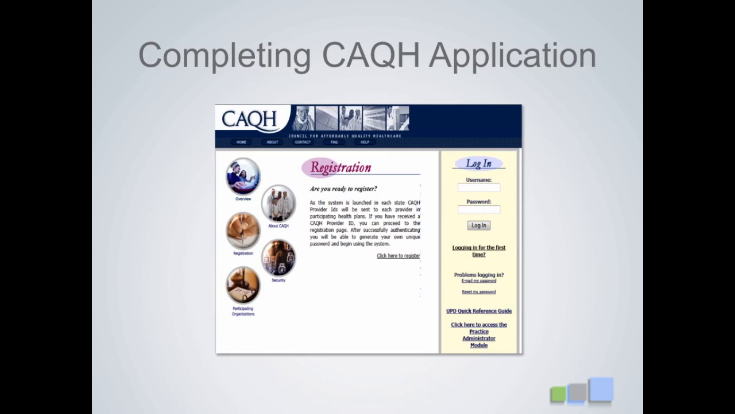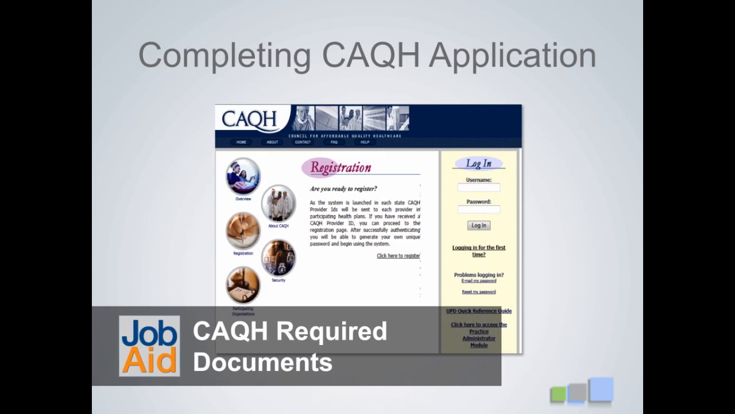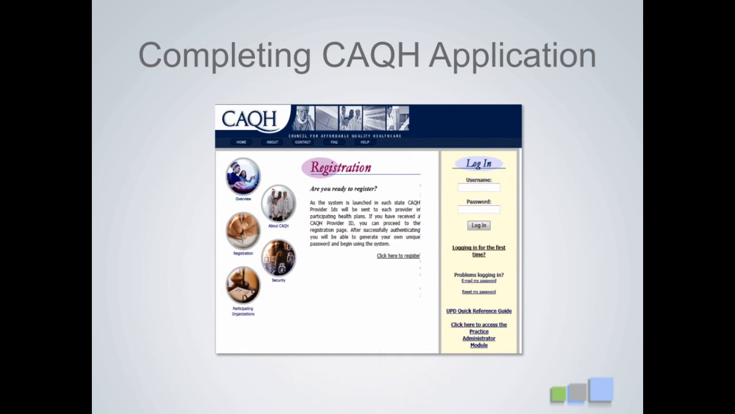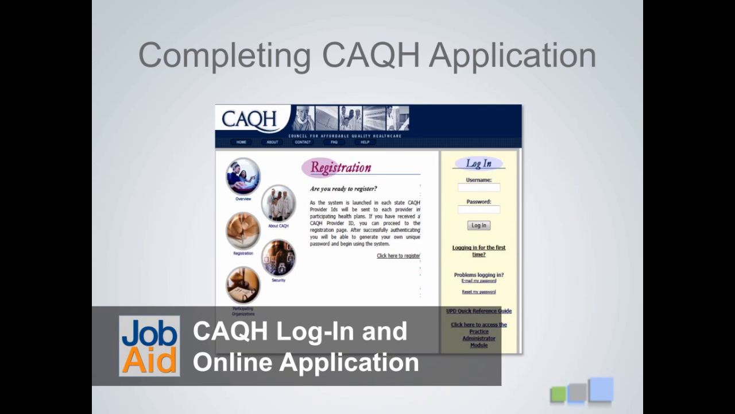After logging into the CAQH site, you're ready to complete the CAQH credentialing application. You may want to refer to a printout of the job aid on CAQH required documents. You'll need to have specific information ready so you can enter it into the CAQH database. Remember, when you're ready to start, the job aid on the CAQH login and online application is available to help you.